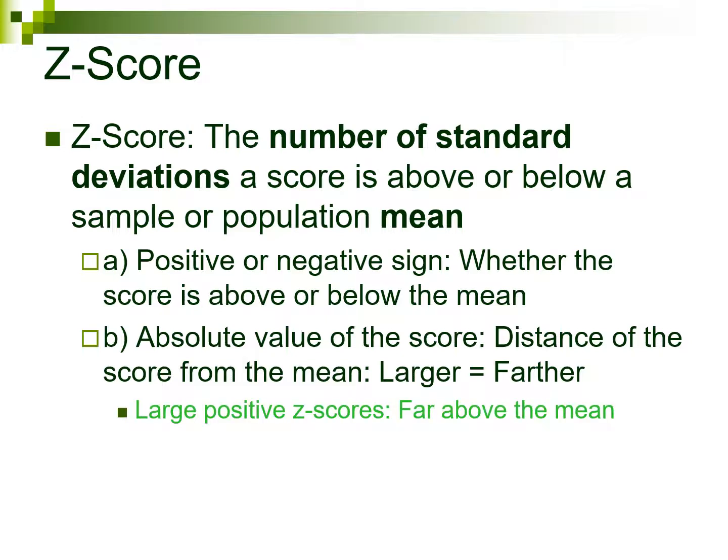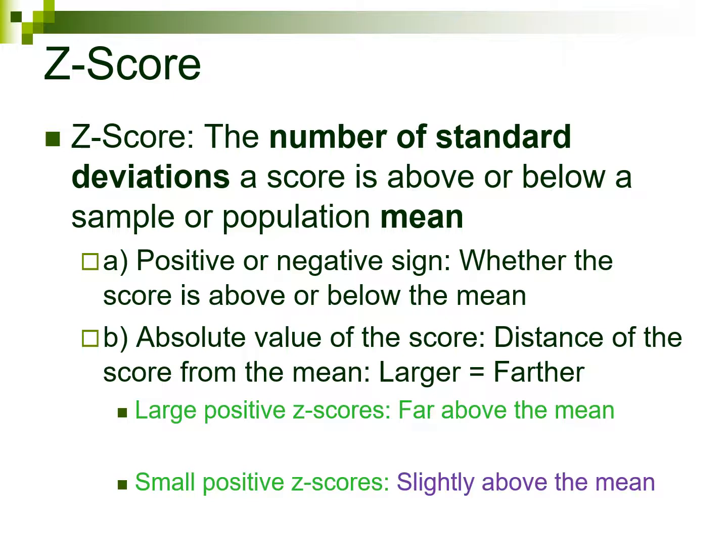So just to summarize, a large positive z-score would be far above the mean. I would say any z-score that's larger than about +2 would be considered a large positive z-score, and it would be far above the mean. A small positive z-score would be a score that's slightly above the mean. Anything from 0.1 to about 2 would be what I would consider a small positive z-score. It would fall slightly above the mean.